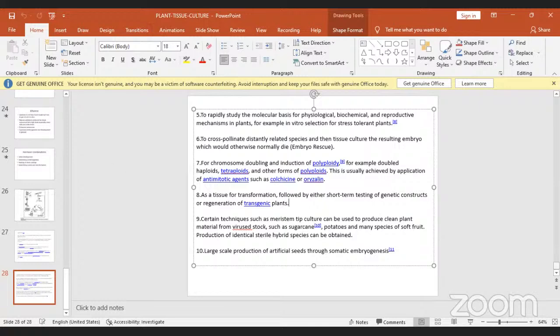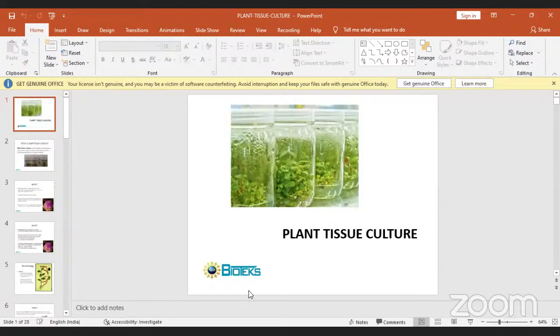These are some basic plant tissue culture applications. So next we will go to morphogenesis. Next we will discuss anther culture.